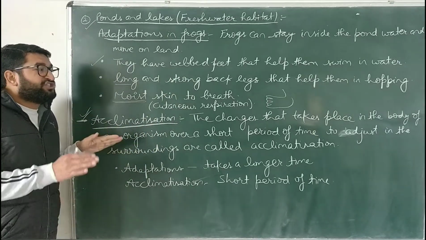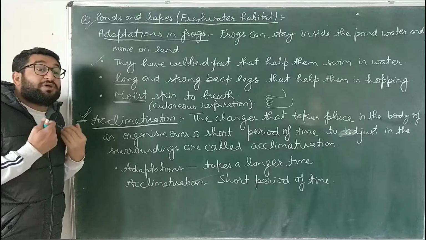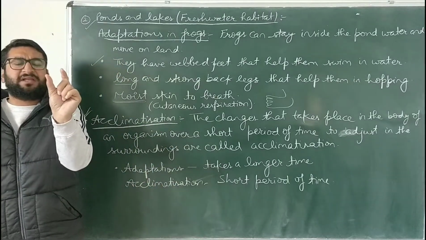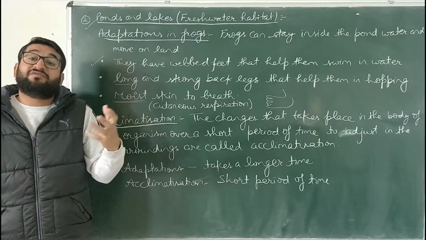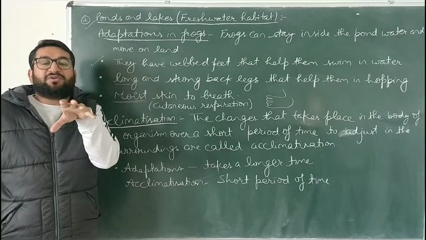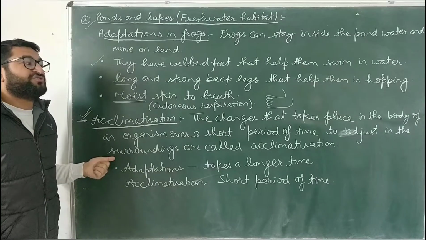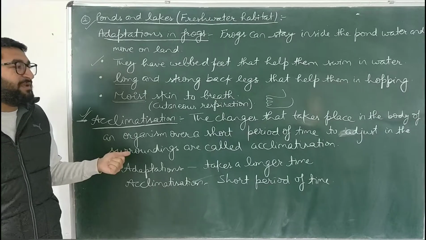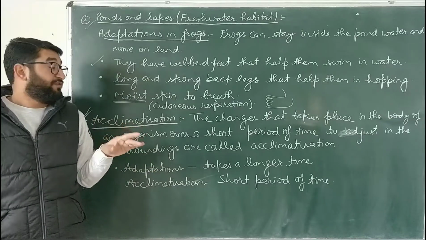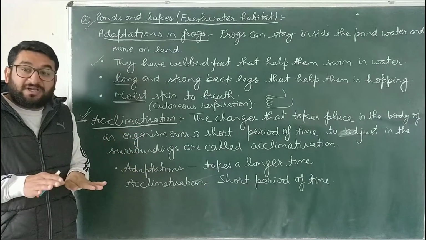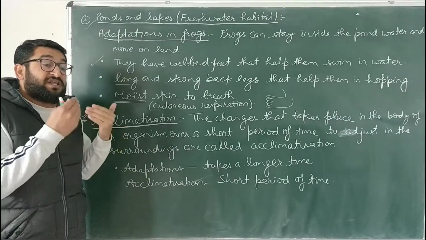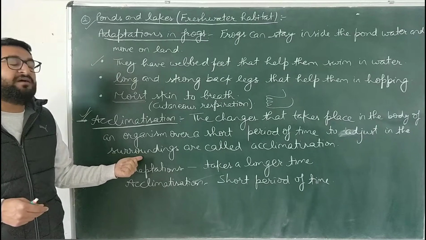So, bache, the changes that take place in our body, in the body of an organism, over a short period of time, थोड़े समय तक के लिए वो change आता है बच्चे, and then it is able to adapt in those surroundings. For that particular term, we use acclimatization. The changes that take place in the body of an organism over a short period of time for adaptation in that particular habitat, to adjust in that particular surrounding, are known as acclimatization.